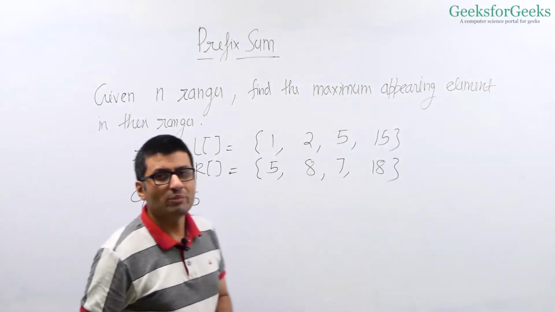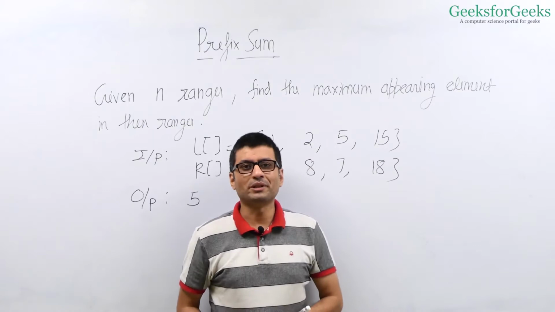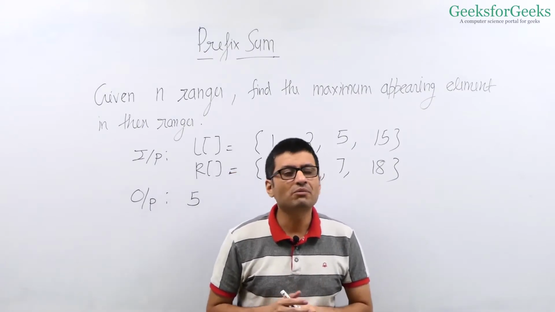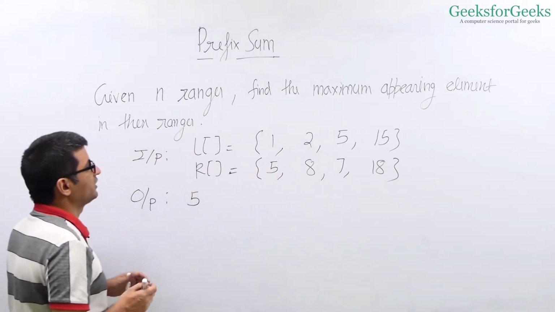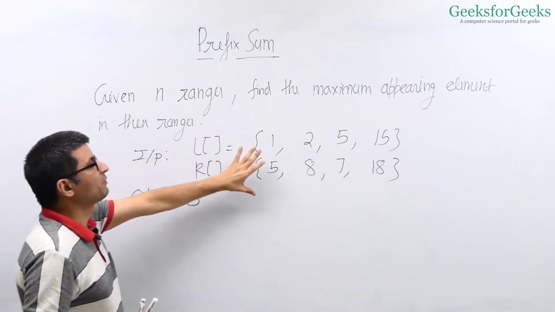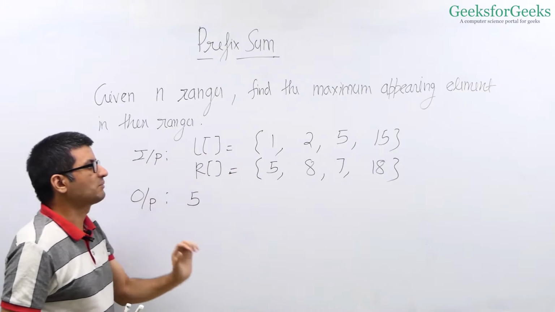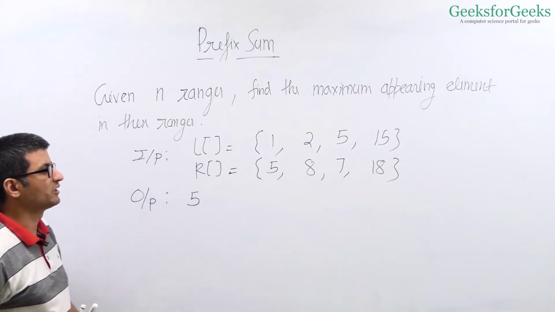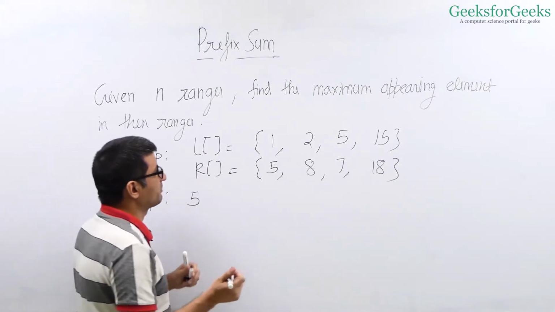Let us now talk about a trickier question on prefix sum. This time we are given n ranges, and these ranges are given as two arrays, and we need to find the element which appears the maximum number of times in all these ranges. So let's understand this question better.